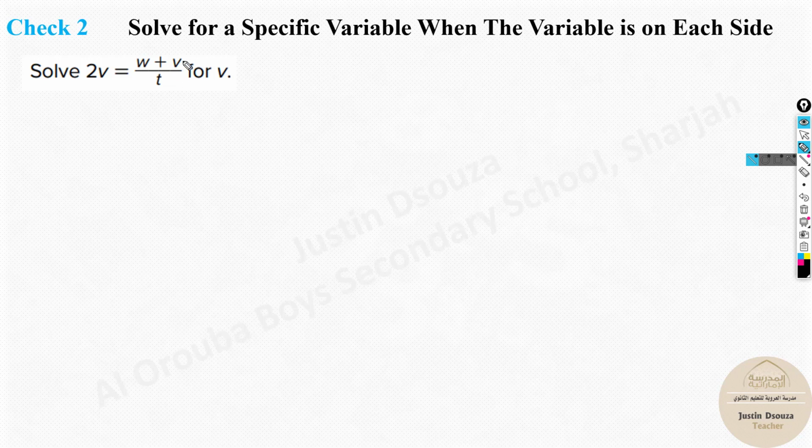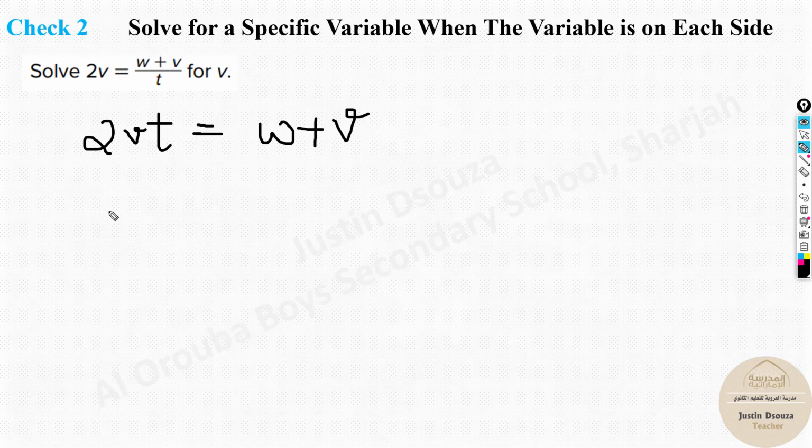Now I will solve this one over here. You need v, isn't it? So first of all, for v, there are two v's over here. Now you need to get both the v's at one side. But how is that possible? You have a t dividing, you just can't take this v. So first take this t to the other side. It will be 2vt equals w plus v.